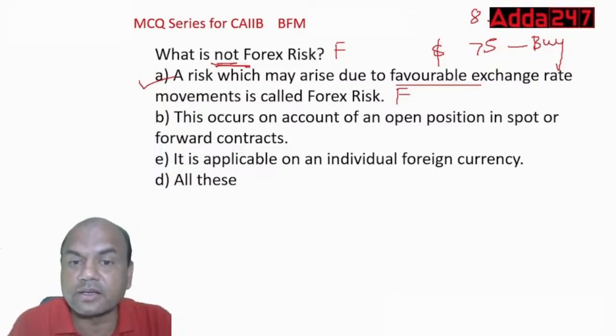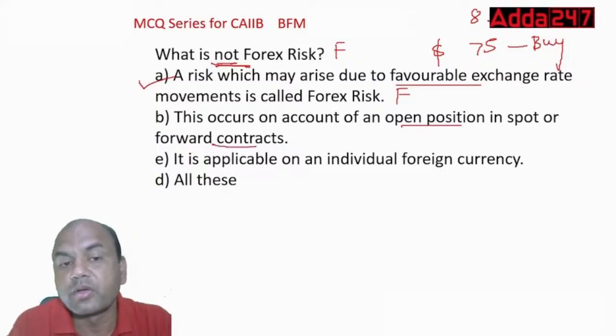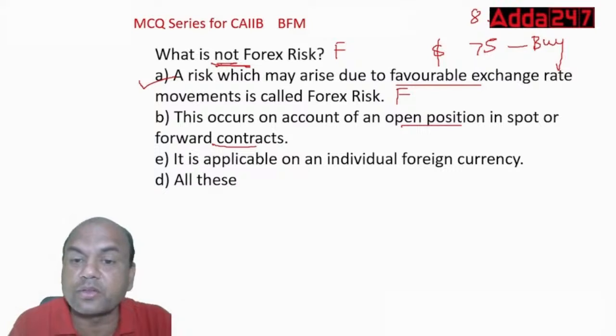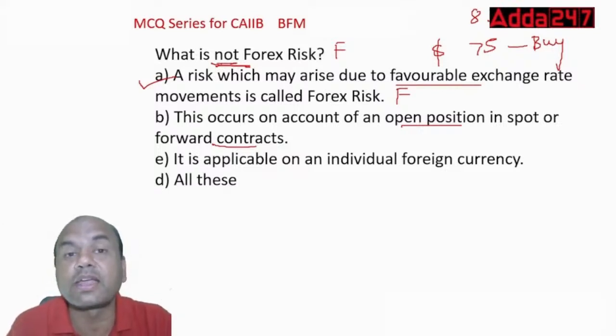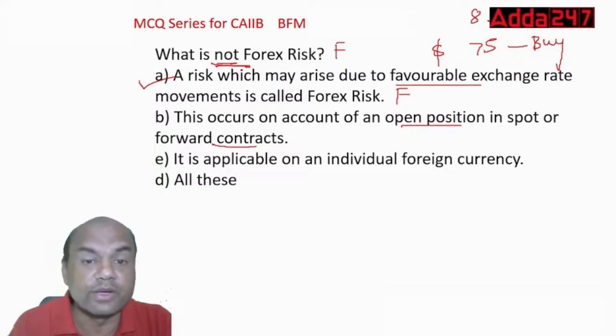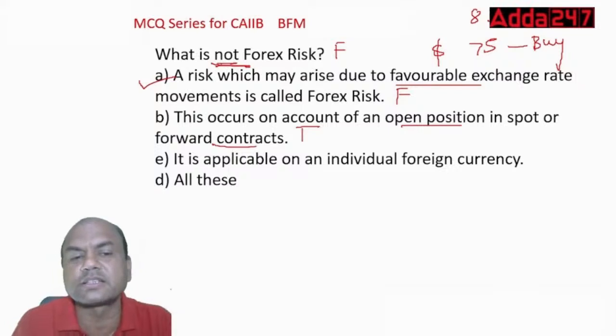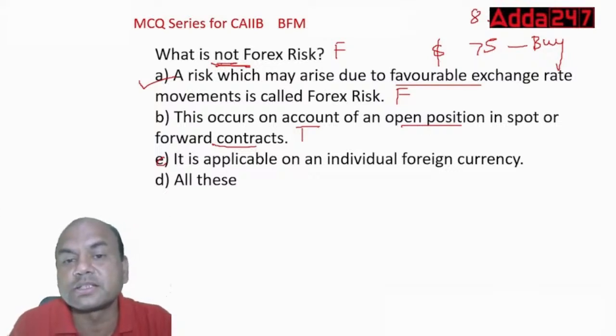This forex risk occurs on account of open position in spot or forward contracts. So this forex risk arises because of open position in the spot. Open position means what? Day end position. Right? Open cash or day end cash, what we call vault cash. In our bank we have vault cash. Same logic, vault position, day end position. So this will definitely arise because of this. So this is true. So obviously now don't even check this third answer, right? In the exam, don't check it because you know this is true. So all of them can't be the answer. So A is the answer.